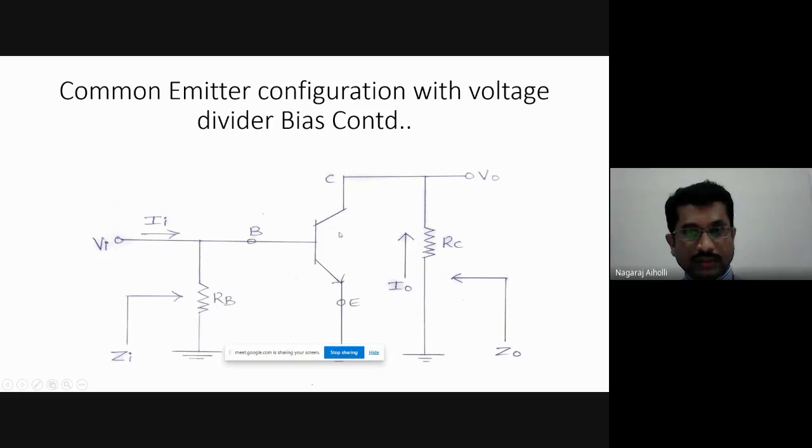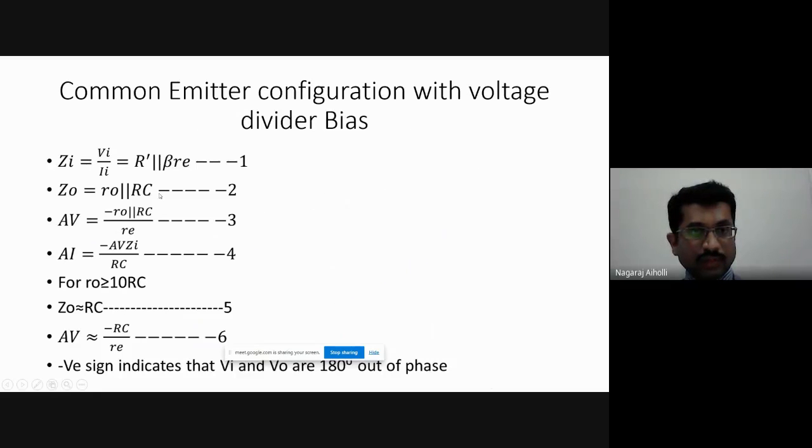So this is with voltage divider bias, whatever we have drawn. What are the equations then? Zi will be Vi by Ii. It is R dash parallel beta R. This is the equation for the fixed bias configuration. I will come to that. Then Z0 is small R naught parallel capital RC. Remember the equations.